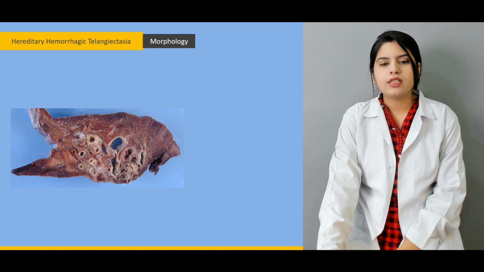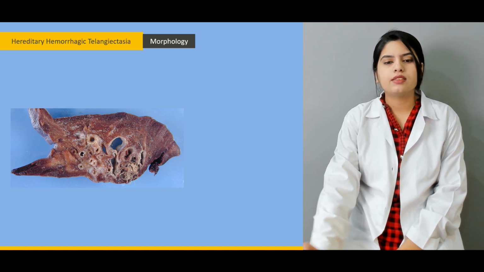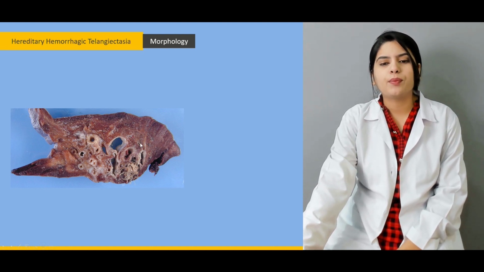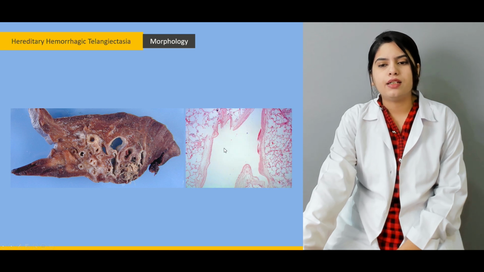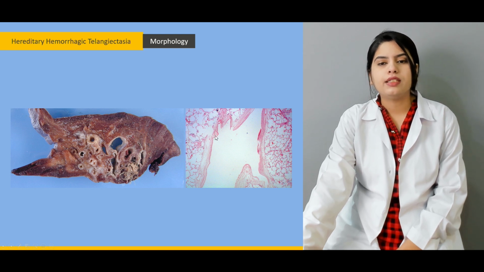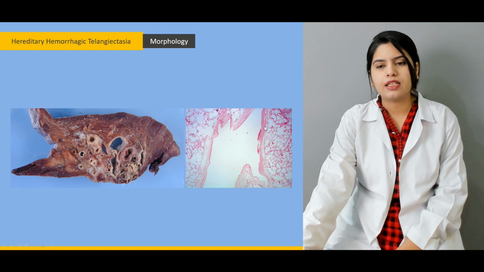Moreover, if we talk about its morphology, this is indicating how it appears, and this is the histological slide indicating the telangiectasia, and this is basically an artery that is representing the hereditary hemorrhagic telangiectasia.